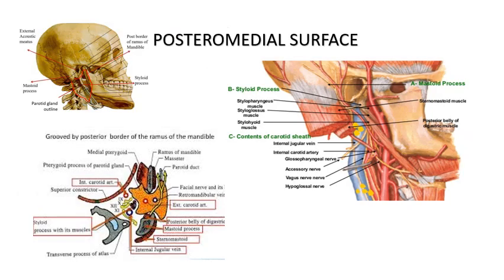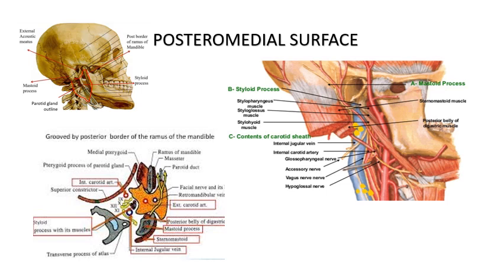Next, we'll have a look at the posteromedial surface. The mastoid process and the muscles attached to the mastoid process are in contact with the posteromedial surface. These muscles we discussed earlier, those are the posterior belly of digastric and the sternocleidomastoid. Medially, this surface is separated from the carotid sheath, which contains the internal jugular vein and the internal carotid artery, by the styloid process and the muscles attached to the styloid process. Those are stylohyoid, stylopharyngeus and styloglossus.